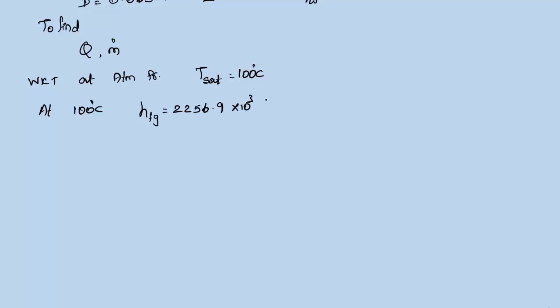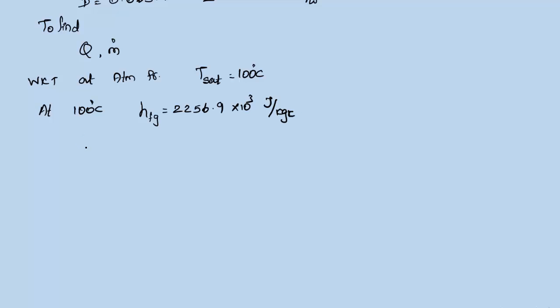So the first thing you have to take, the pressure here given is atmospheric pressure. We know that at atmospheric pressure, T saturation equal to 100 degree Celsius, and at 100 degrees Celsius HFG equal to 2256.9 into 10 to the power 3 joule per kilogram Kelvin.